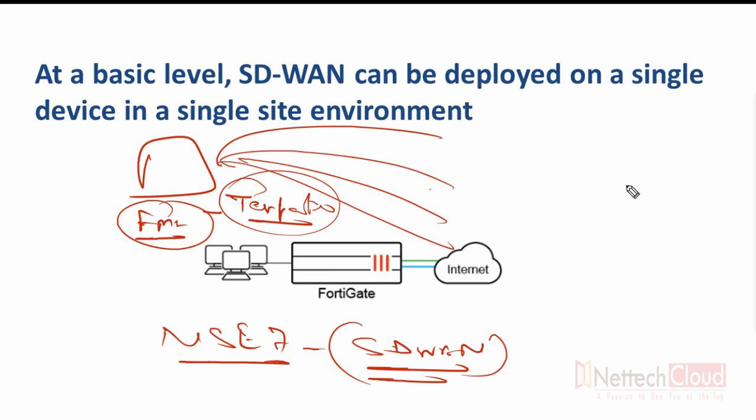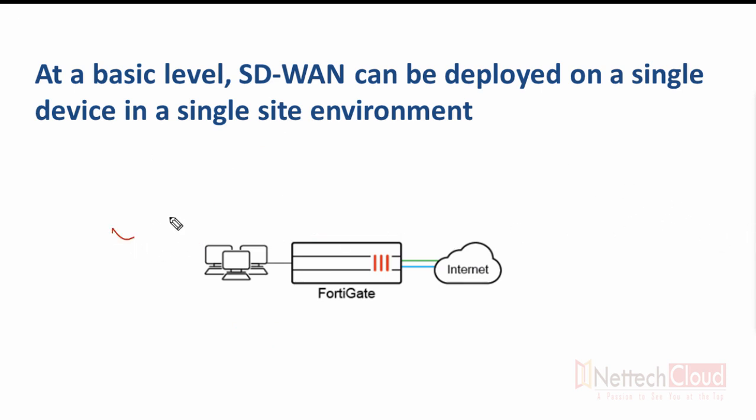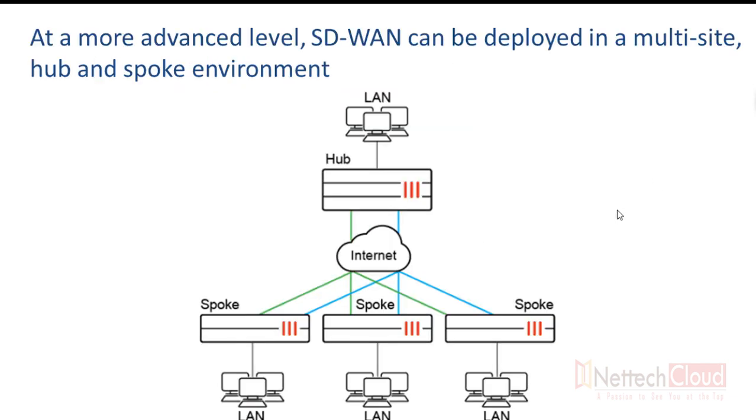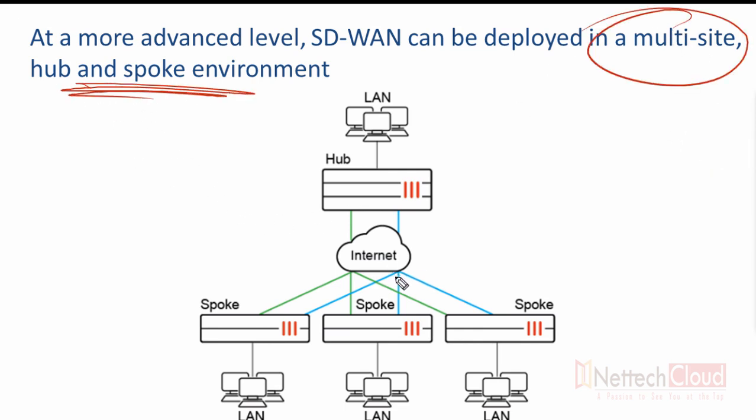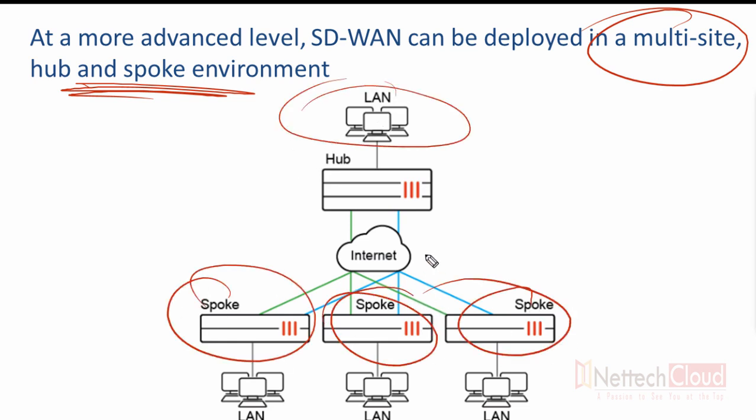But in this firewall section, we will take this basic level SD-WAN architecture, wherein a firewall has multiple WAN ports, WAN interfaces, and then just doing SD-WAN routing, application aware routing, performance based routing. That's it, right? One of the use cases of SD-WAN. But it's not all about SD-WAN, as I said before. And you can see here at advanced level, SD-WAN can be deployed in a multi-site hub and spoke environment also, right? So there is one hub site here, and there are 3 spoke sites connected with the internet.